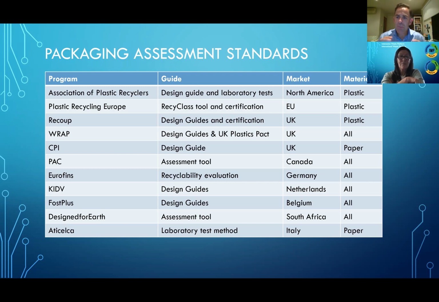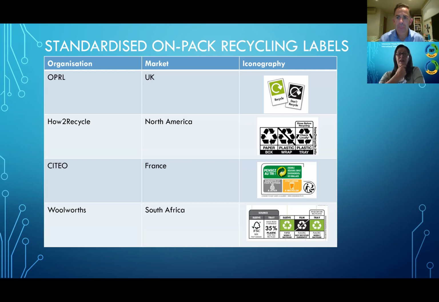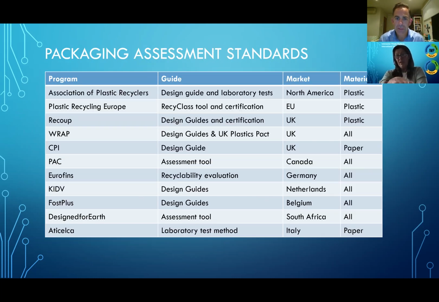So as you can see, there are quite a few: some are plastic, some are paper, some do all materials. There's a new one out of Canada as well. The Packaging Association of Canada, PAC, have a new assessment tool that looks at recyclability, reusability, and compostability. So it would be interesting to look at that one as well. And Anthony, the organizations in this list, are you on a platform to discuss harmonization?